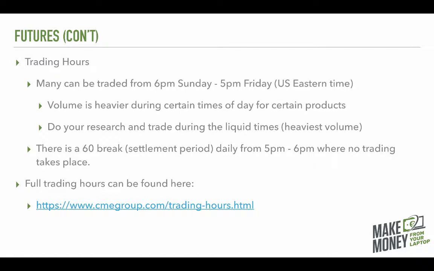The trading hours for the futures market basically are around the clock nowadays thanks to electronic trading. Many can be traded beginning at 6 p.m. Sunday and rolling through 5 p.m. on Friday afternoon Eastern Time. Volume is heavier during certain times of the day for certain products, as you can imagine. There are operating hours where things are exchanged more heavily, but through electronic trading it can happen throughout the day. I would suggest, though, that you do your research and trade the product you're looking at during the most liquid times, the heaviest volume for that specific product. There is a 60-minute settlement break daily from 5 to 6 where no trading takes place at all.